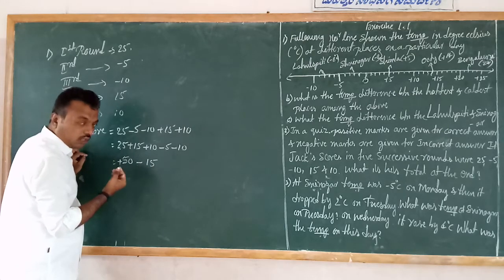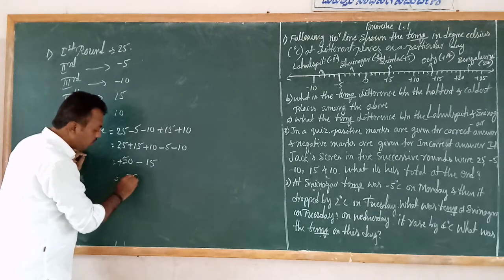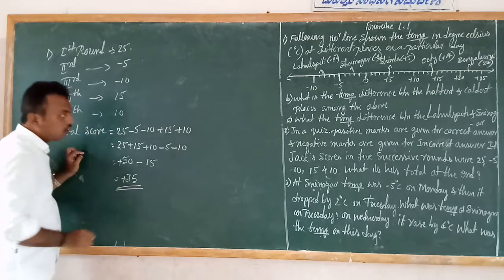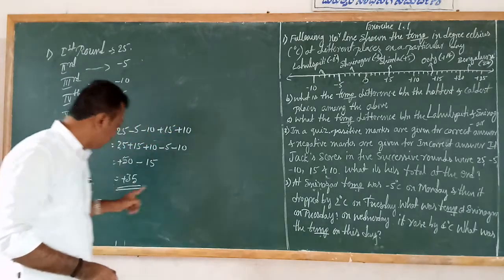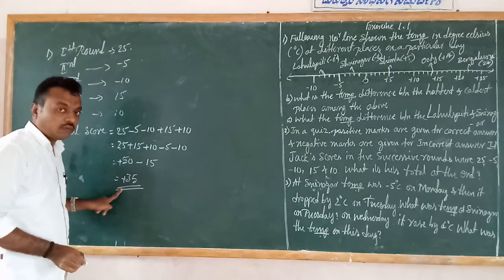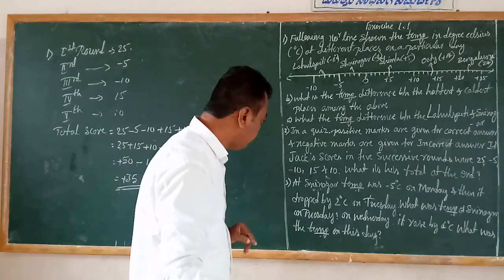So plus 50 and minus 15, again the signs are different, so we should do subtraction. 50 minus 15 is 35. So plus 35. So at the end, Jock's score will be how much? Plus 35. Got it? So like this you have to solve it. The next question, number 3.